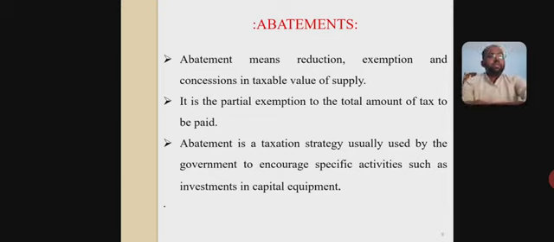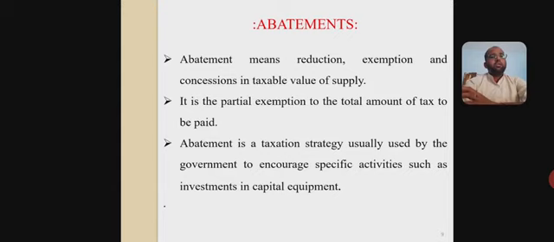Abatement is nothing but the reduction, exemption, and concession in the taxable value of supplies. Here, the abatement is to be given by the government, either state or central, and it is a partial exemption to the total amount of tax to be paid. It means that here, suppose I will give an example.